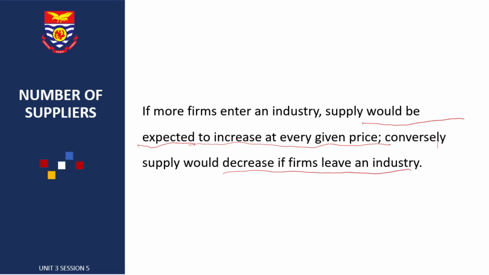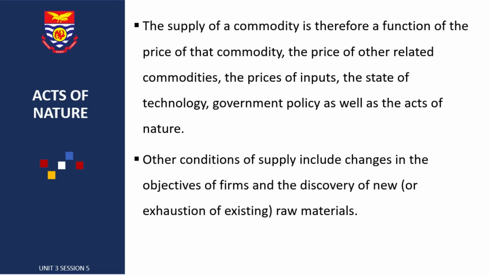Let's talk about the act of nature. What do we mean by act of nature? Again, what do you think will happen to your supply of gari when, in a particular year, floods, pests, or bushfires destroy all cassava farms? Definitely, there will be a fall in the supply of gari. The change in weather and other natural factors like pests, droughts, floods, fire, etc., affect in particular the supply of agricultural products. That is a fact.